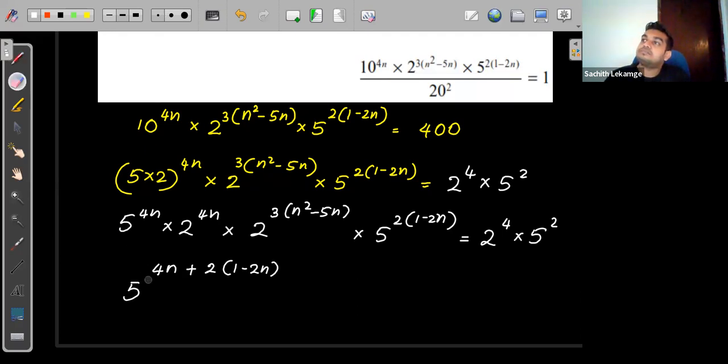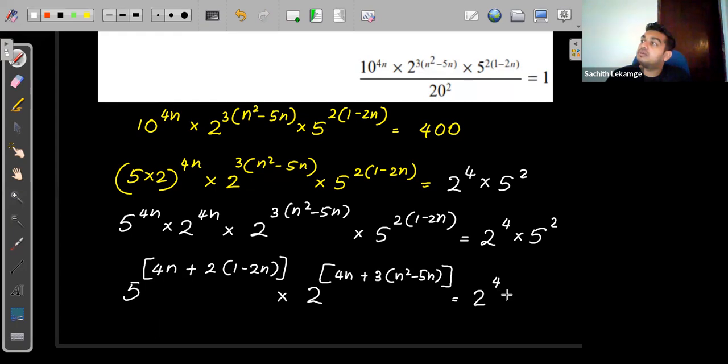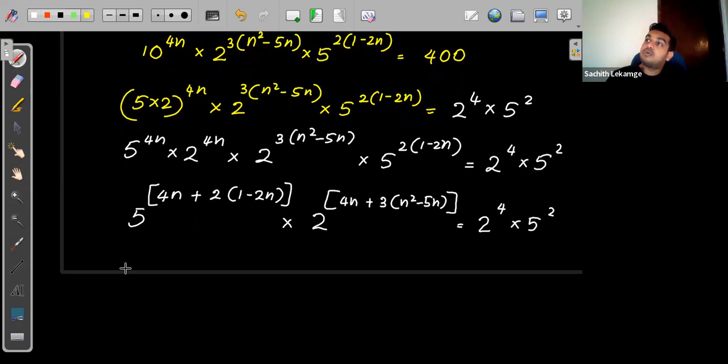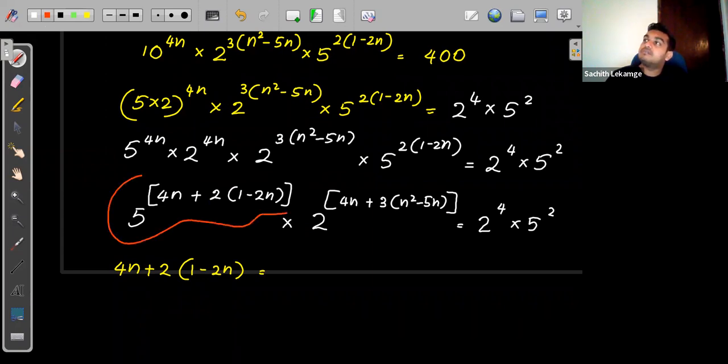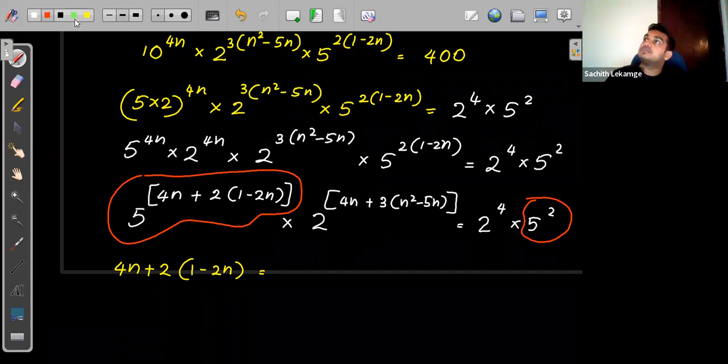Close bracket. Okay, into 2 to the power, I can write it, open bracket, 4n plus 3 times n squared minus 5n, is equal to 2 to the power 4 into 5 to the power 2. Now I can equate exponents. Is it clear? Right? Okay, I'm writing here 4n plus 2 times 1 minus 2n. This exponent should equal to this thing, only the 5 term. Only the 5 term, yeah. And the other one is 2, right? This part.